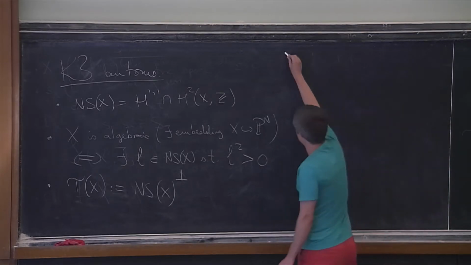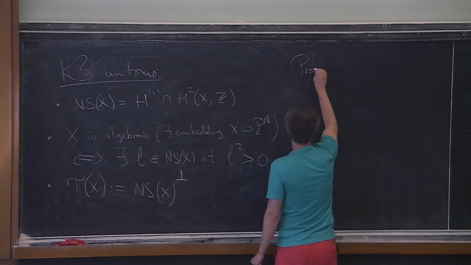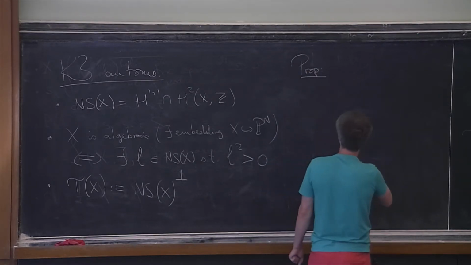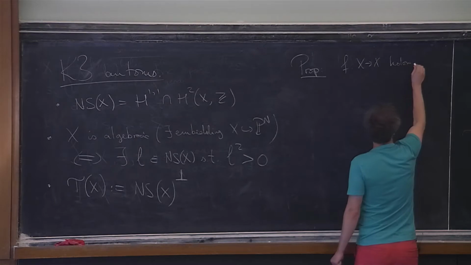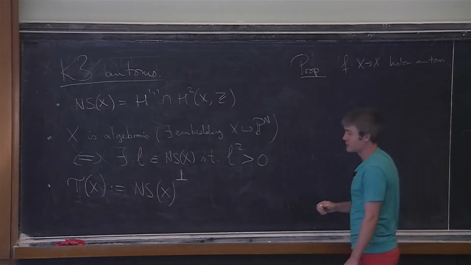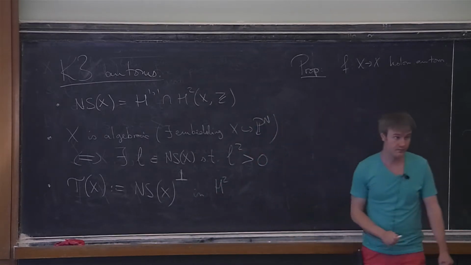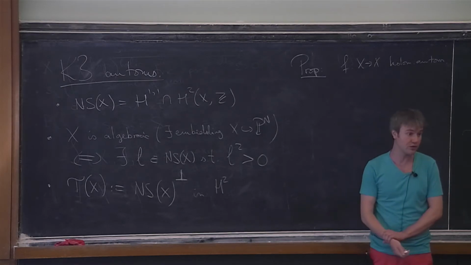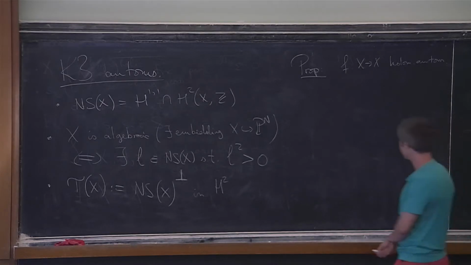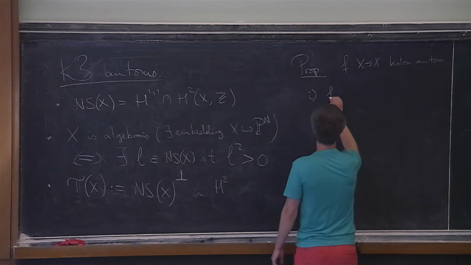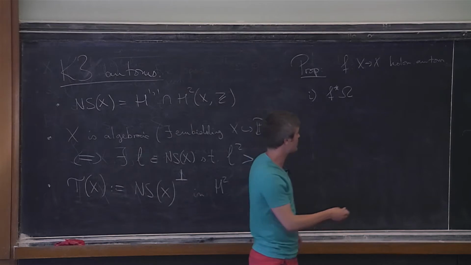But the relevance of this discussion, the difference between algebraic and non-algebraic, is the following proposition. So you have f from X to X, in all of H2. So it's kind of the rest of the cohomology. If you have a holomorphic automorphism, then the first fact is that if you pull back the holomorphic two-form, it's again a holomorphic two-form, and they're unique up to scale.